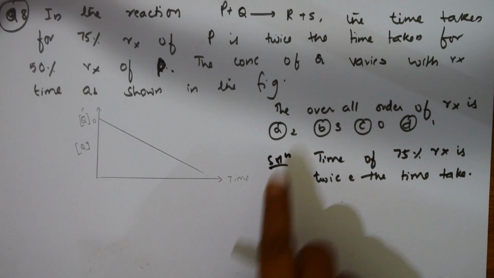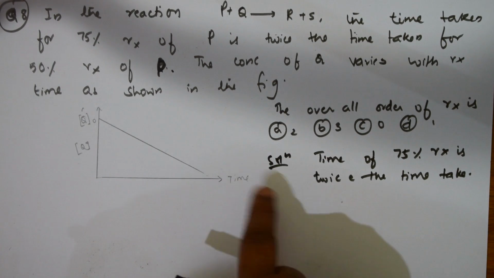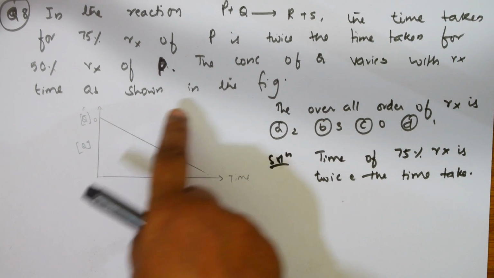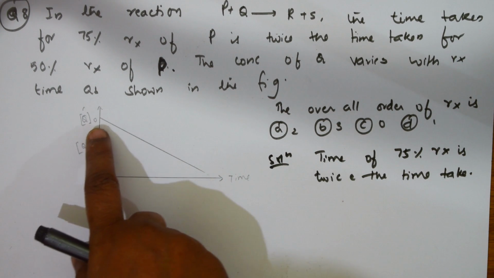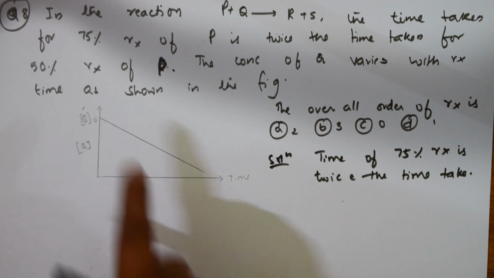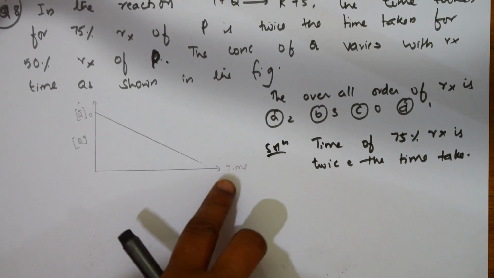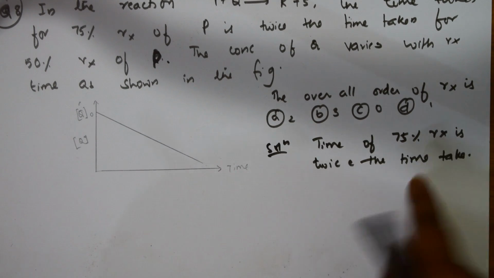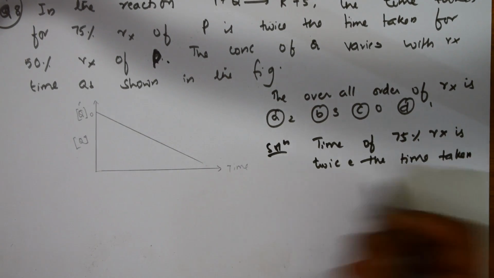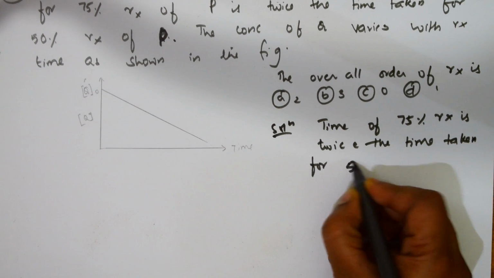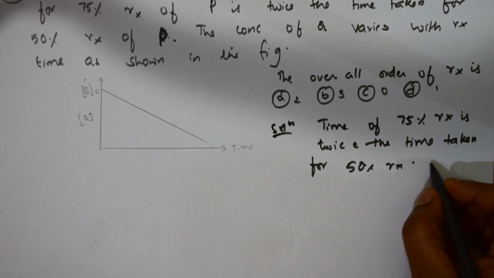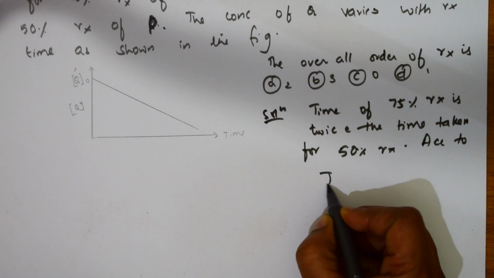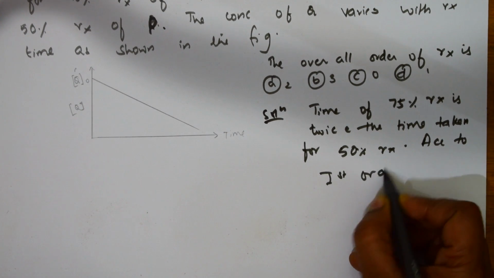Okay, right. The concentration of Q varies with the reaction. So they've given one condition for P and they want us to find out for Q based on that, right? Now they've given us a graph, the initial concentration of Q versus time. So first I've written what is given here. Time of 75% reaction is twice the time taken for 50% reaction, right? What is this? It is according to first order, isn't it? With respect to first order, right?